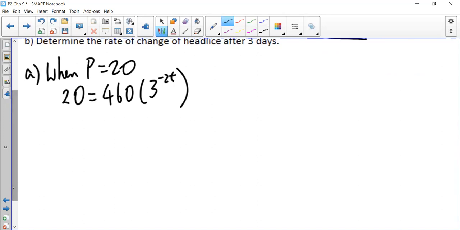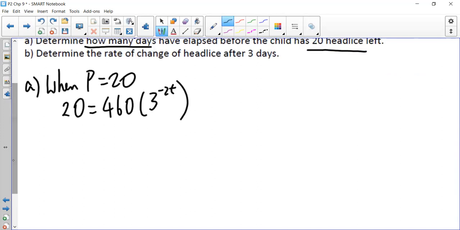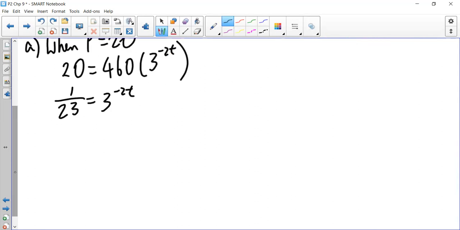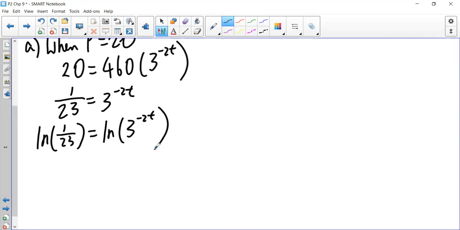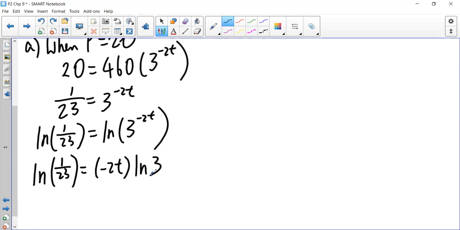To work out the value of t, we divide by 460 on the left-hand side. So 1 over 23 equals 3 to the power of -2t. To make t the subject, we have to bring t down. The tool we'll be using is ln. So we take ln on both sides, because using ln, we can bring the -2t to the front. So ln 1 over 23 equals -2t ln 3.